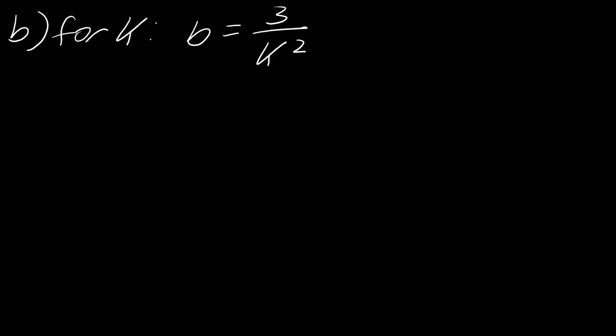So in this case, I have b equals 3 over k squared, and I need to solve for k. Remember, math is not a spectator sport, so I think it would be a really great idea if you paused here and tried to solve for k, just to make sure you've got this idea. Hit play when you're ready.